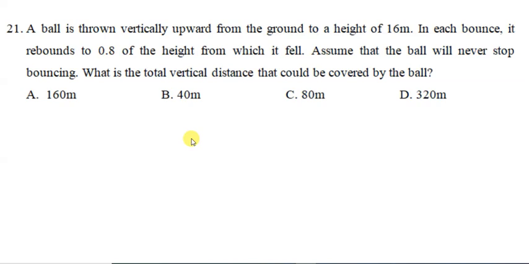This question was taken from the previous grade 12 entrance examination. It says, a ball is thrown vertically upward from the ground to a height of 16 meters. In each bounce, it rebounds to 0.8 of the height from which it fell. Assume that the ball will never stop bouncing. What is the total vertical distance that could be covered by the ball? That is what the question says.